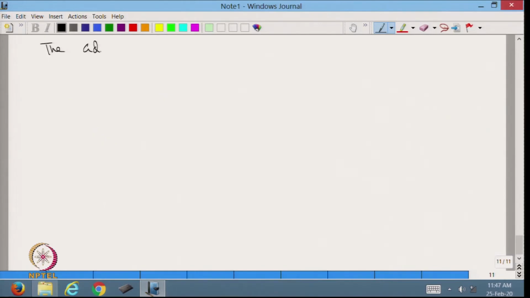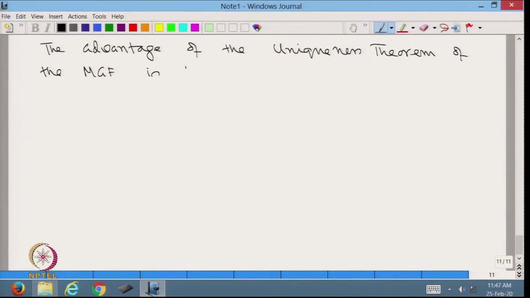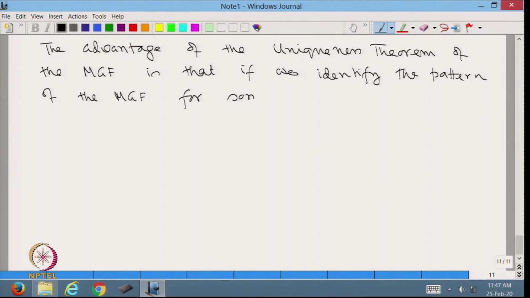The advantage of the uniqueness theorem of the moment generating function is that if we identify the pattern of the moment generating function for some variable x, then we can identify its distribution.